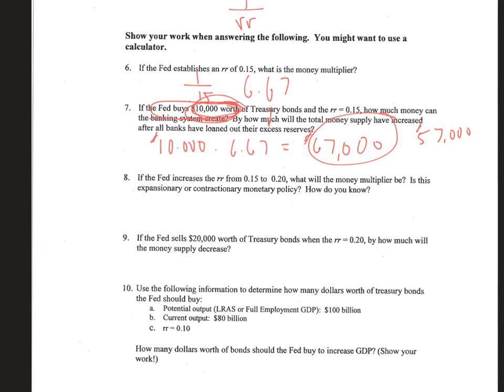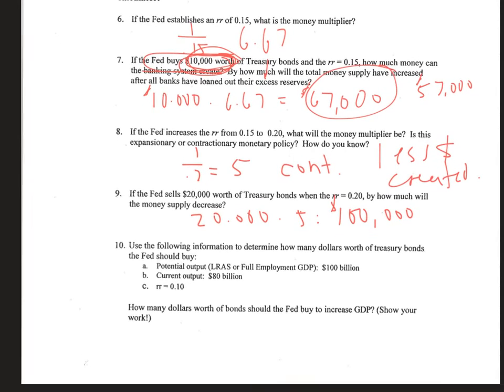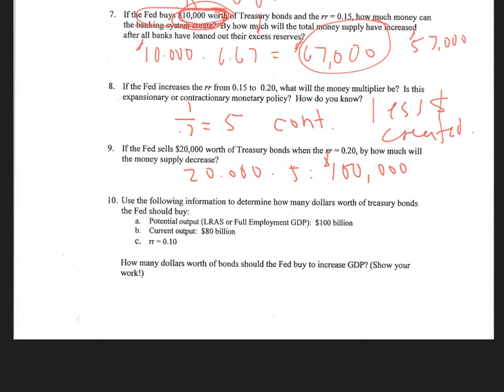So if they moved the reserve requirement from 0.15 to 0.2, that would mean the multiplier would be 5. And by raising the reserve requirement, that would be contractionary because less money would be created. If the Fed sells $20,000 worth of Treasury bonds, how much will the money supply decrease? So 20,000 times 5 would mean that the economy would contract by $100,000. So again, just using the multiplier to make those calculations.